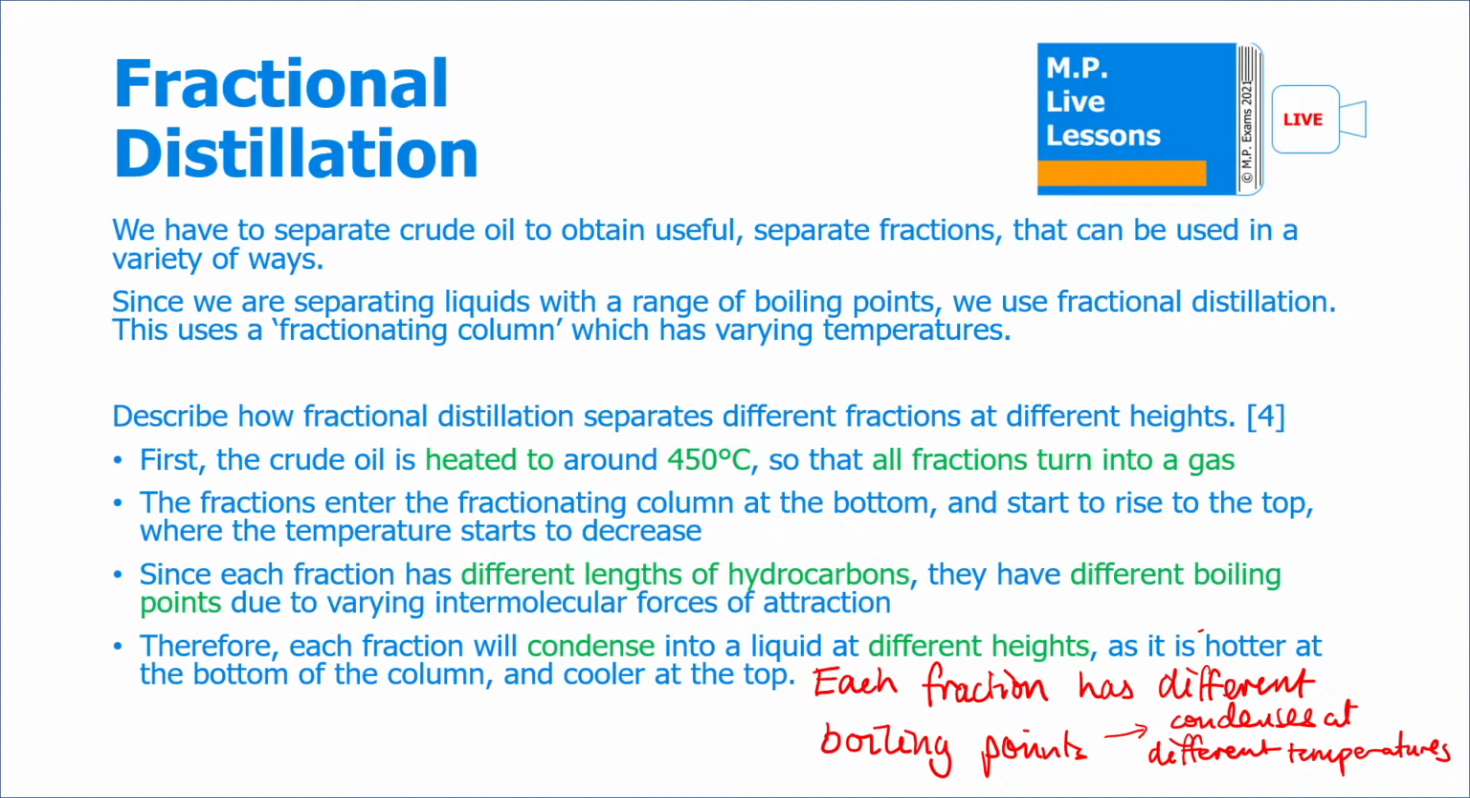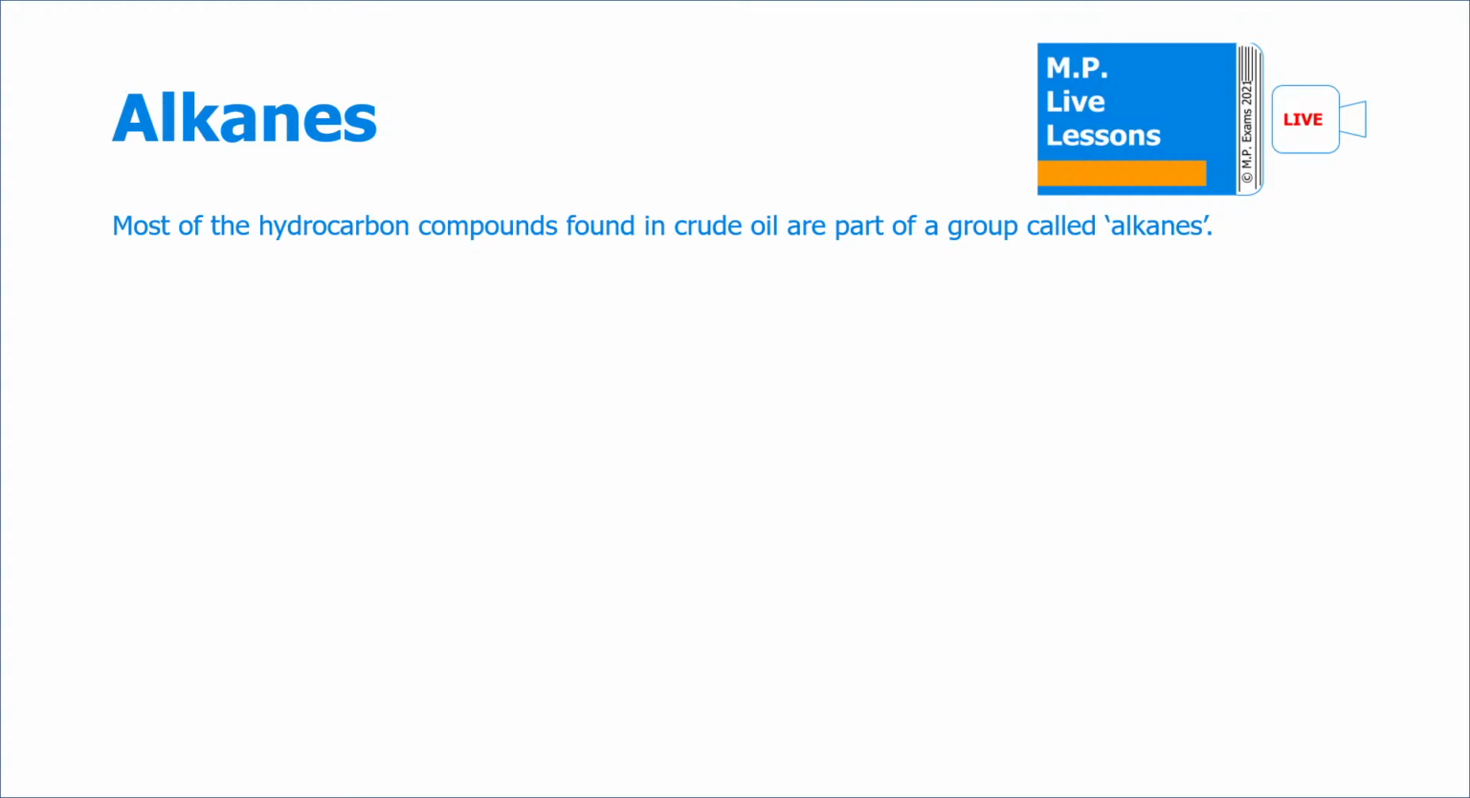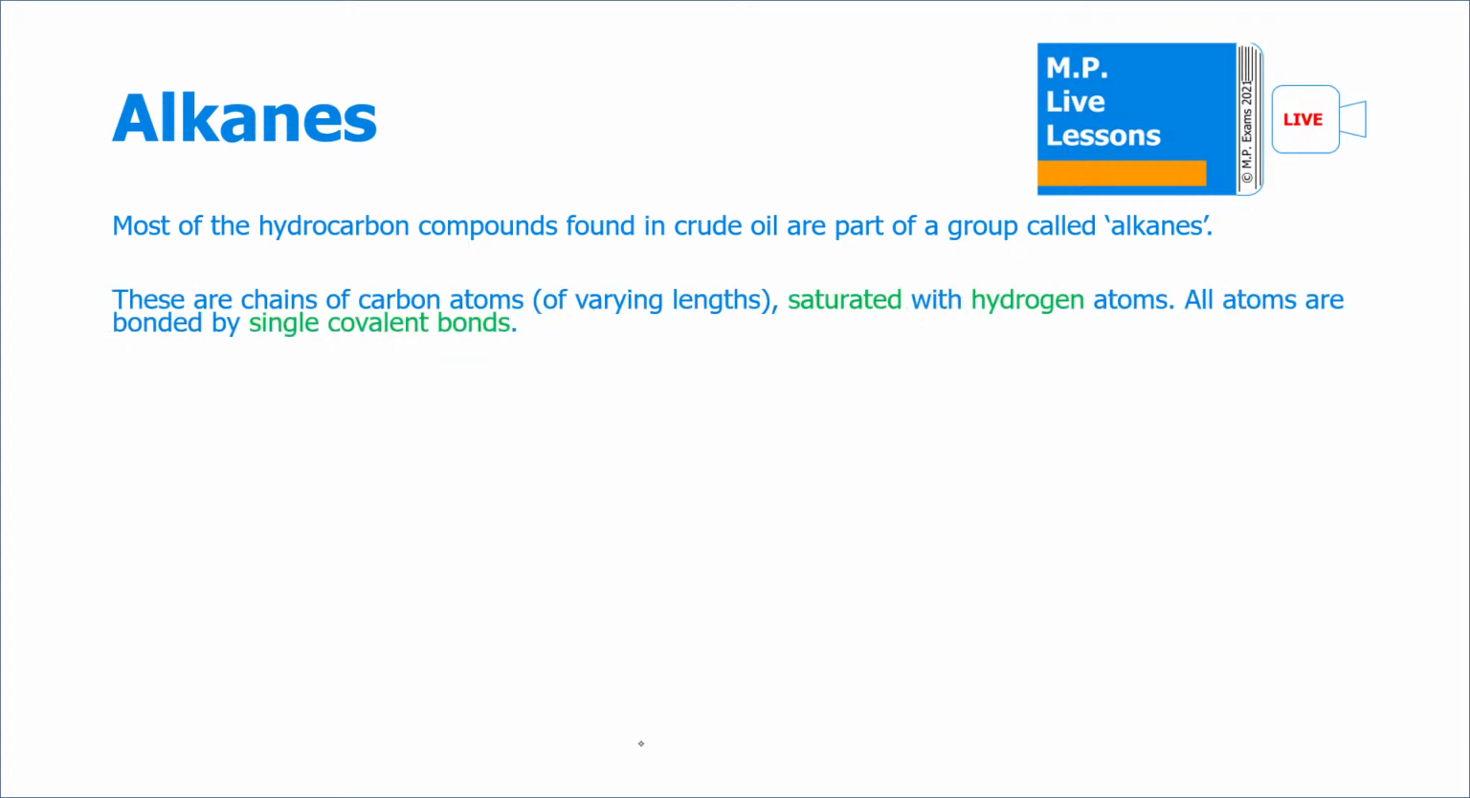Now, one kind of hydrocarbon you need to know about are the alkanes. These are most of the hydrocarbon compounds that you find in crude oil. These are chains of carbon atoms of varying lengths saturated with hydrogen atoms, and all the carbon atoms are bonded by single covalent bonds. And remember, each carbon atom has 4 electrons on its outer shell. That means they can have a maximum of 4 covalent bonds, whereas hydrogen only has 1.